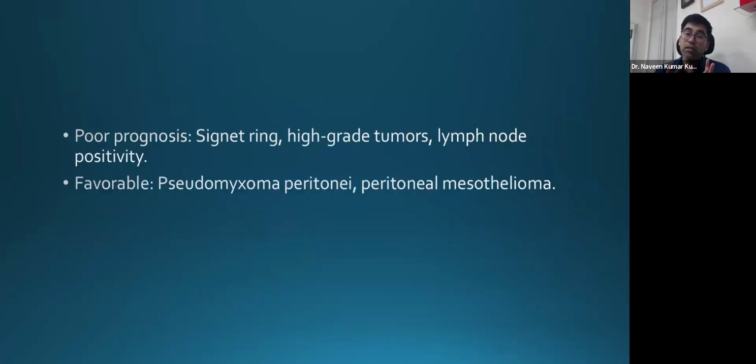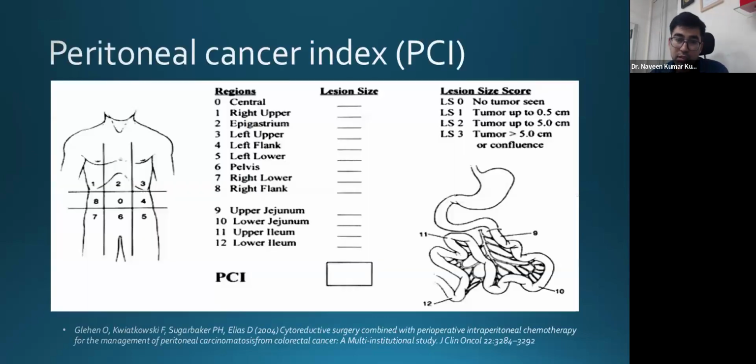So the net inference is that poor prognosis is associated with signet ring, high-grade tumors, and lymph node positivity, while favorable ones are pseudomyxoma peritonei and peritoneal mesothelioma. Again, the only point of benefit is the prognostic implication, as to how to guide the patient regarding his outcomes of the treatment.